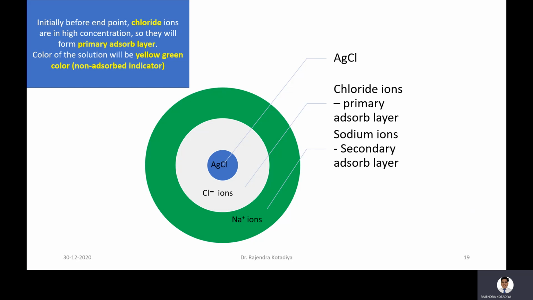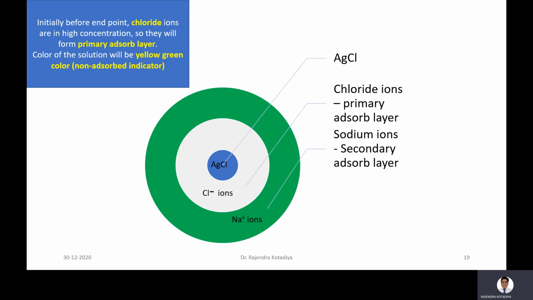Initially in a conical flask we'll take our chloride solution, which is added with our indicator as well, fluorescein. So in your conical flask you have a sample of chloride ion, along with an indicator, fluorescein. When you add silver nitrate solution drop by drop in that conical flask, the silver nitrate will react with chloride ion and form a precipitate of AgCl. You can see in the center, in blue color, the formation of the AgCl precipitate.